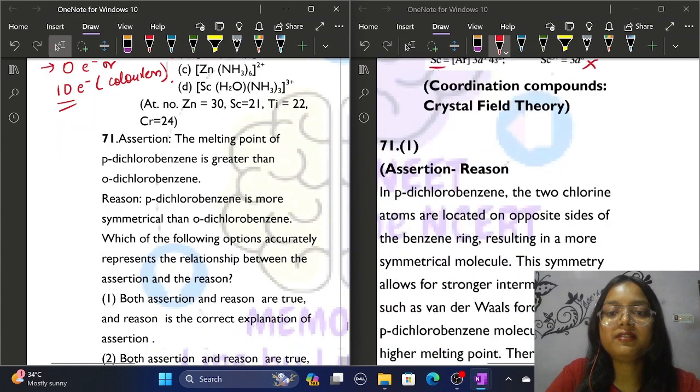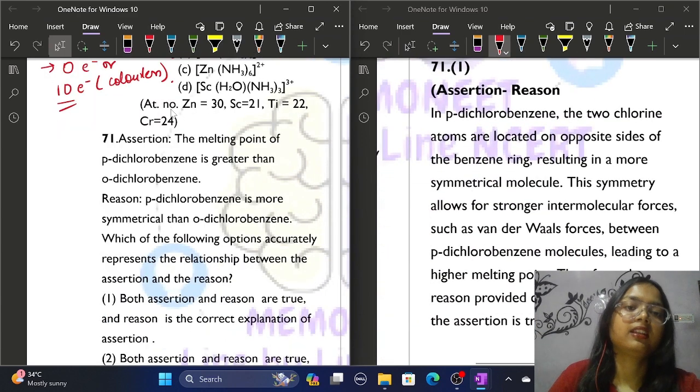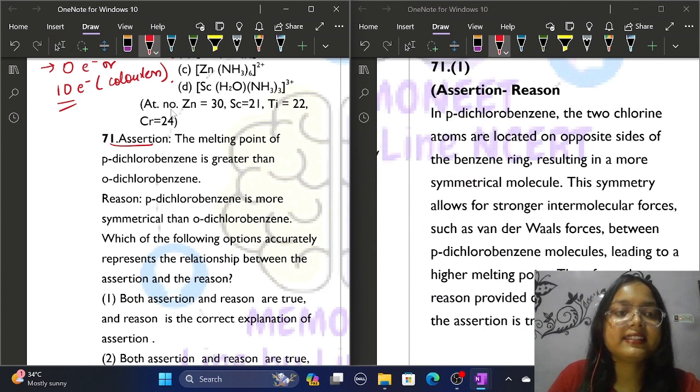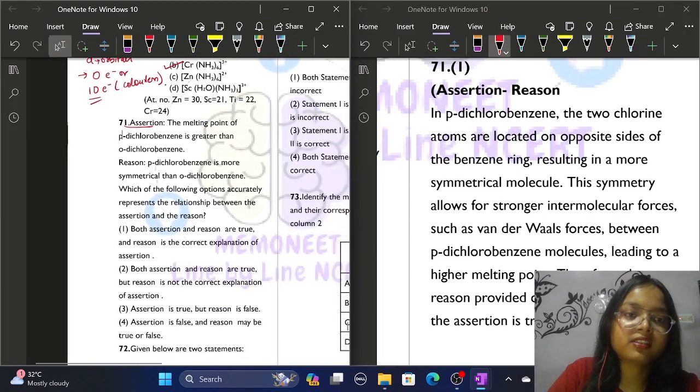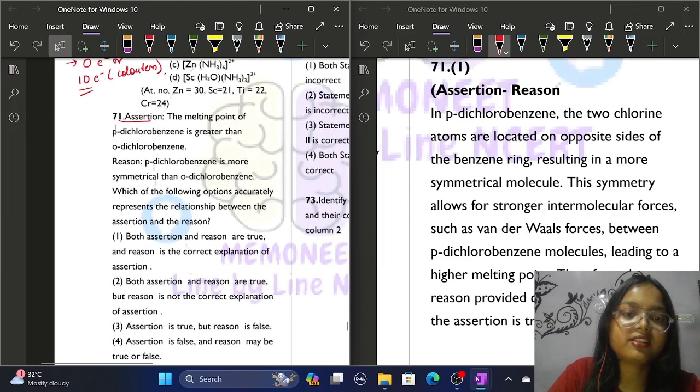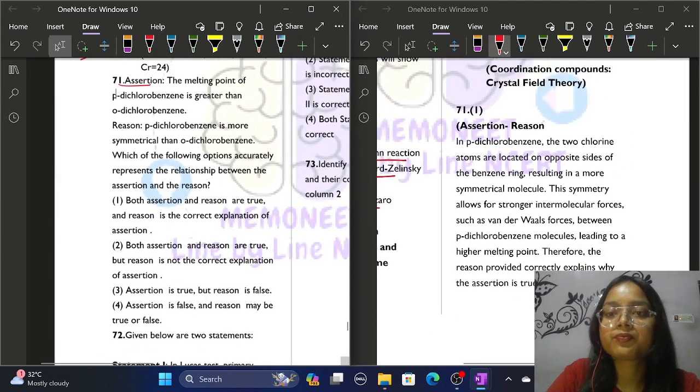Question number 71. The assertion says the melting point of paradichlorobenzene is greater than orthodichlorobenzene, and the reason is that paradichlorobenzene is more symmetrical than orthodichlorobenzene. So we have to check the assertion and reason. Obviously, both the assertion and the reason are true for the given compounds.